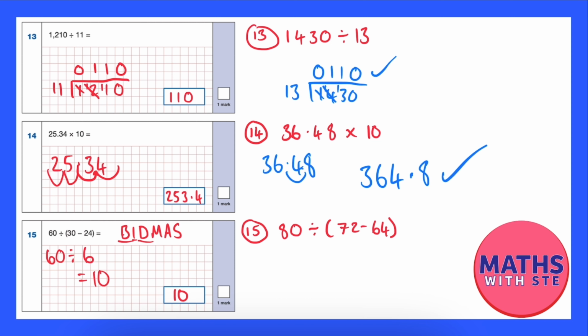Okay, let's use BIDMAS. I've done a very, very similar question. The first thing I'm going to do is 72 take away 64. So if I write out 80 divided by, 72 take away 64 will leave us with 8. And 8 divided by 8 is, again, 10. Great, let's do some more.